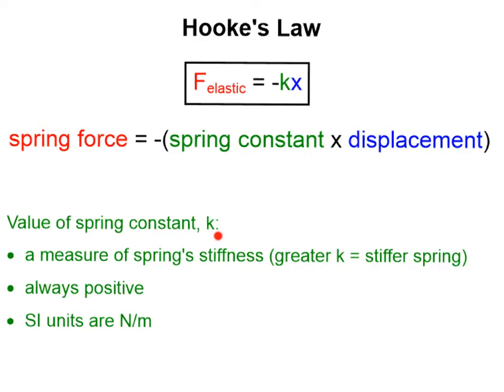The value of the spring constant k, we've worked with this before, measures the spring's stiffness. A greater value of k means a stiffer spring. It's always positive. Its SI units are newtons per meter, meaning obviously that our displacement will be in meters for this equation, and the force will be in newtons.